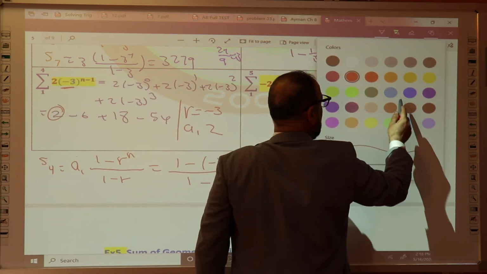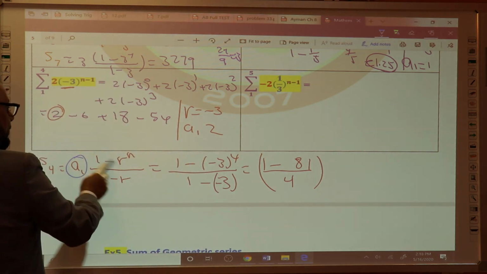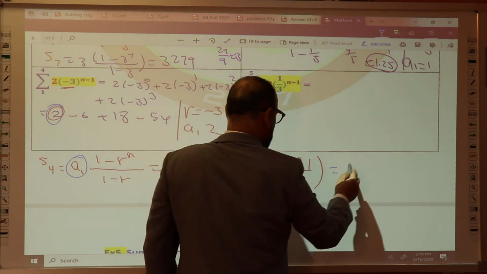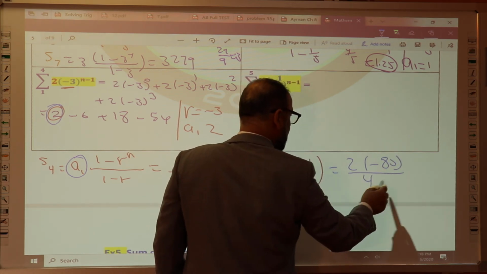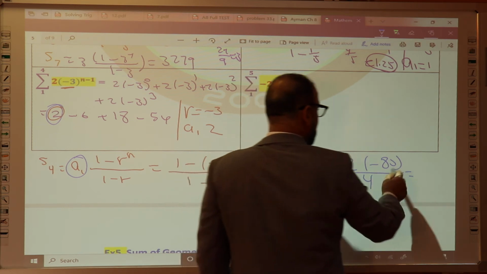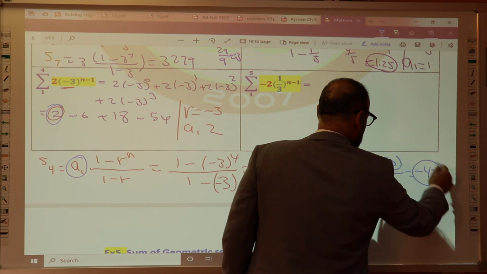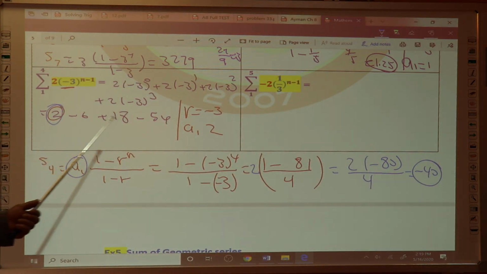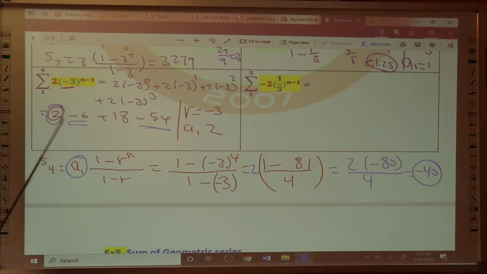A1 is 2. And then 2 times negative 80 over 4. If you multiply in the calculator, it's going to be negative 40. Right? Let me try it. You can add it. Look here, 2 minus 6, minus 18 minus 54. Wow, that's clearly right. If you add these two, negative 60, and this 20, negative 40.